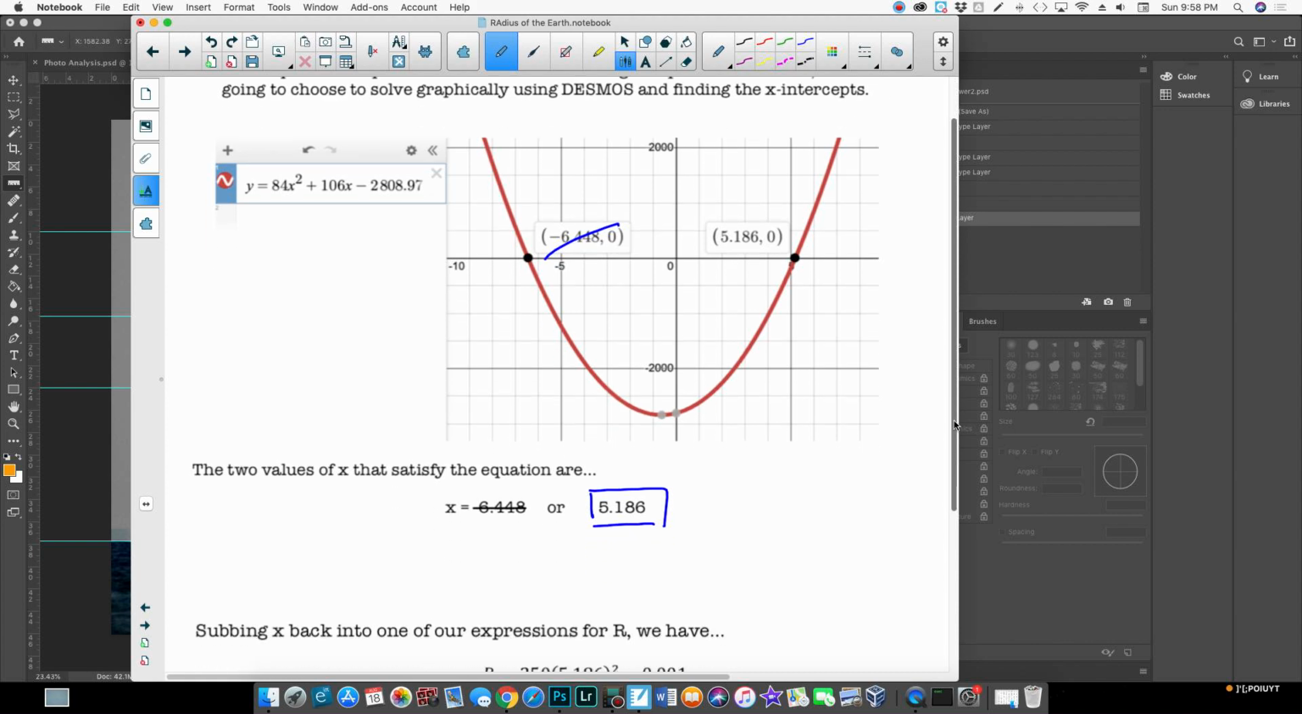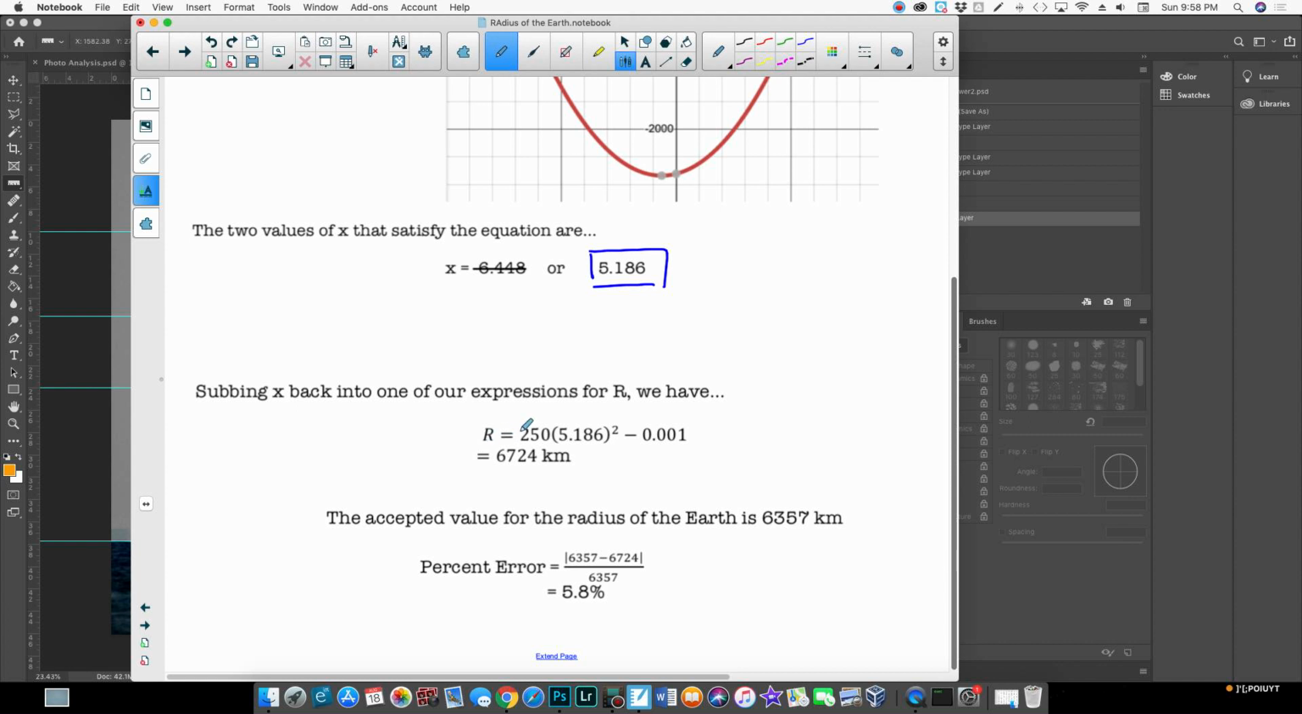But remember, we had those expressions for radius. Here's one of them. It used to say r equals 250 x squared minus 0.001. Well, now that we know what x is, we can plug it in, and this is what we get for the radius of the Earth, 6,724 kilometers. Now, the known value for the radius of the Earth is 6,357 kilometers, so we got pretty close. In fact, it's only 5.8% off.